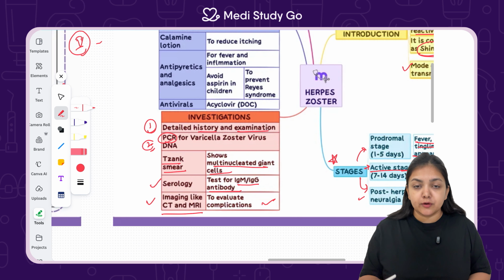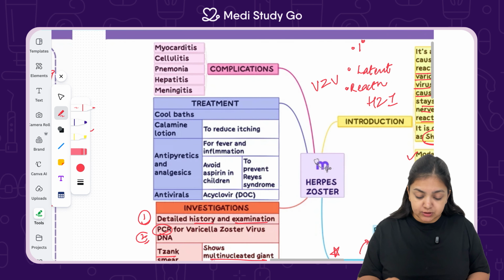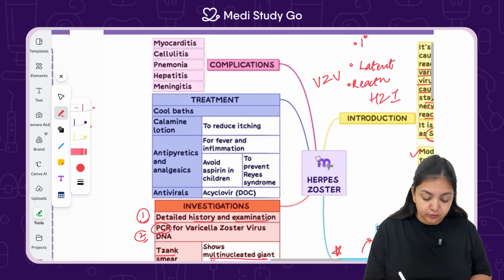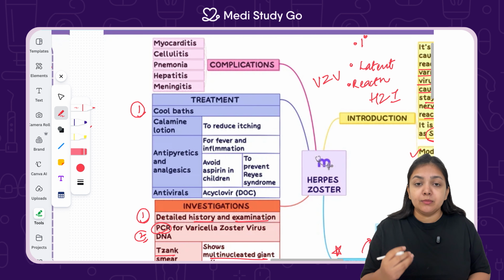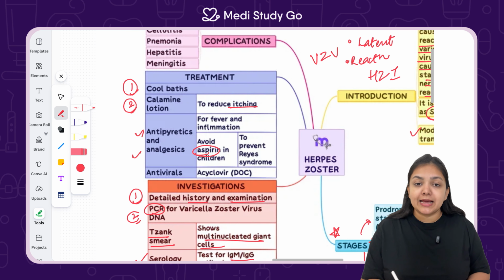Now, once we know the confirmatory diagnosis, we treat the patient for the disease. And for that, the first is to give cool baths so that the patient can be relieved of the pain and the itching. Calamine lotion is also given to reduce the itching. Antipyretics and analgesics are given for supportive therapy. If fever is present, we give antipyretics. If pain is present, we give analgesics. And aspirin is avoided in children to prevent Reye's syndrome, which is a known complication.